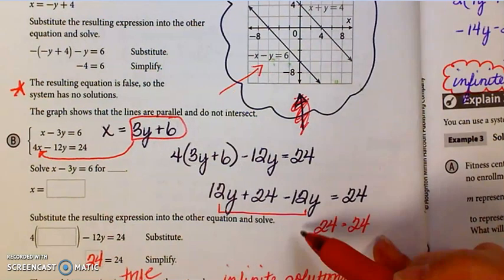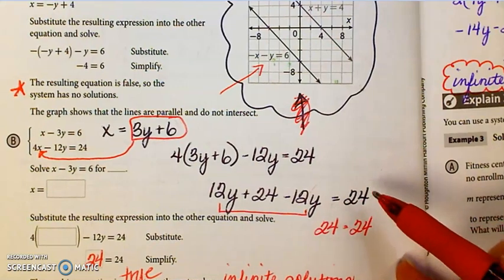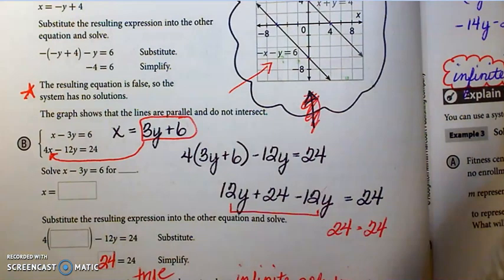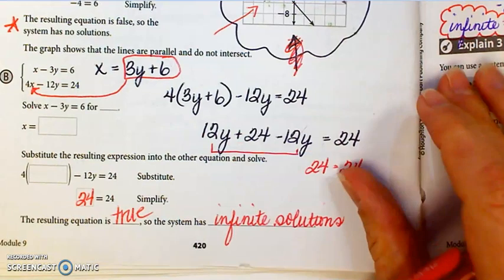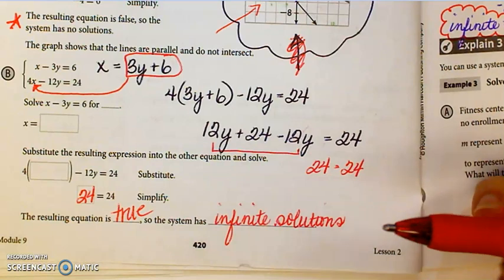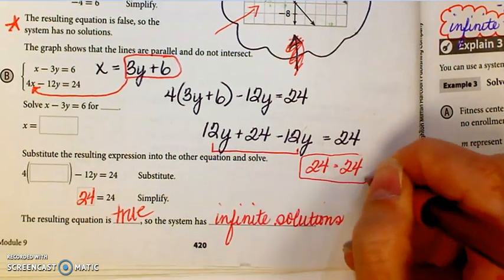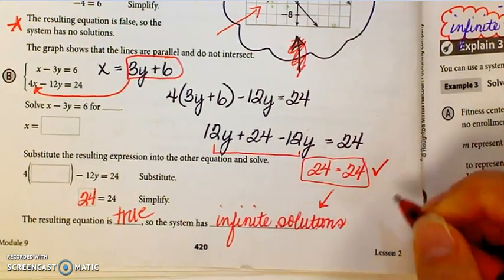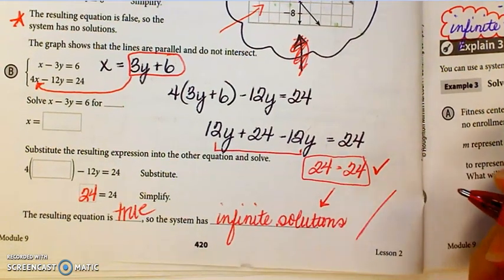When I do that, the y's completely cancel, and I get 24 is equal to 24. Well, 24 equals 24 is a true statement, and I have no more variables. So basically, that means whatever your x and y are going to be, you're going to get a true statement. So if you wind up eliminating a variable and you get a true statement, then you're going to have an infinite number of solutions, because basically what they're telling you is the lines are the same line in disguise.